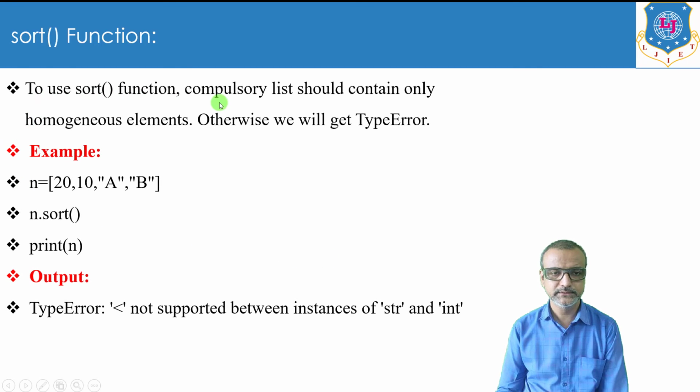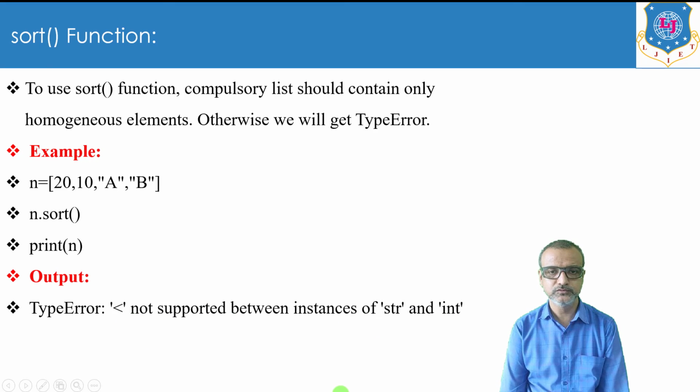To use the sort function, the list compulsorily should contain only homogeneous elements, otherwise we will get a type error. For example, if we take elements like 20, 10, A and B in the list n, you can see that these are heterogeneous elements, and if you apply n.sort() and print n, what will be the output in this case? It will give you an error: less than not supported between instances of str and int. It will give us an error like this.